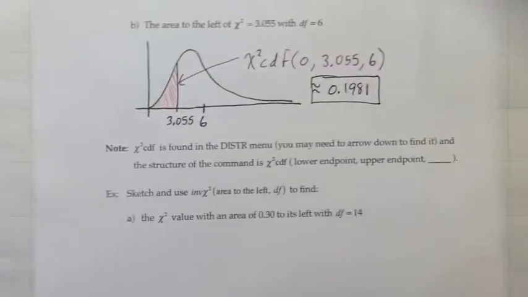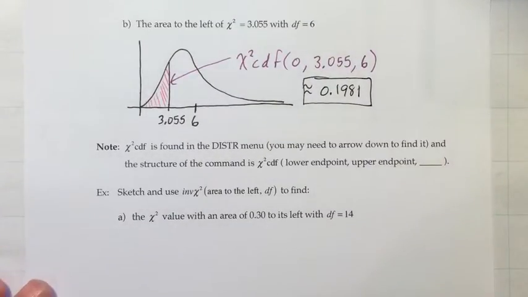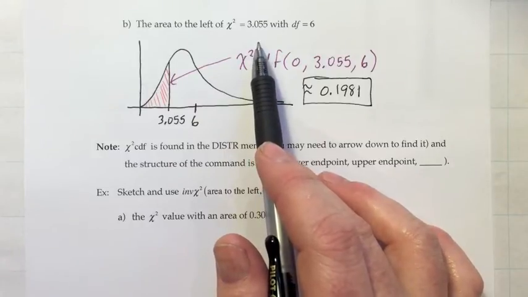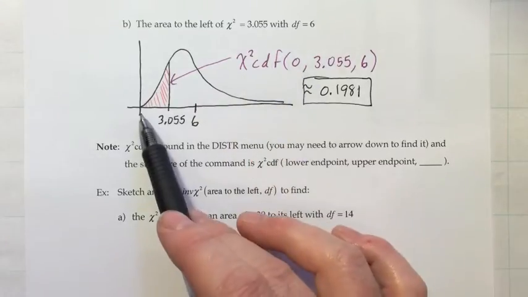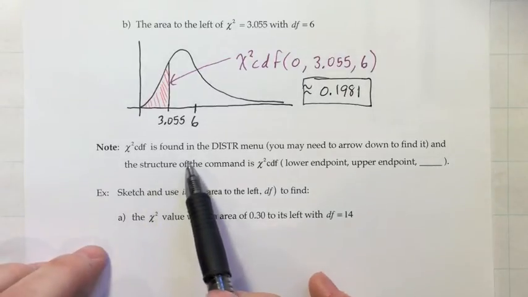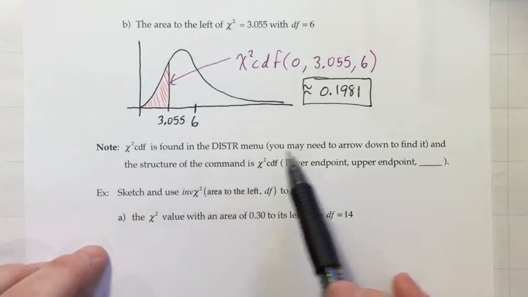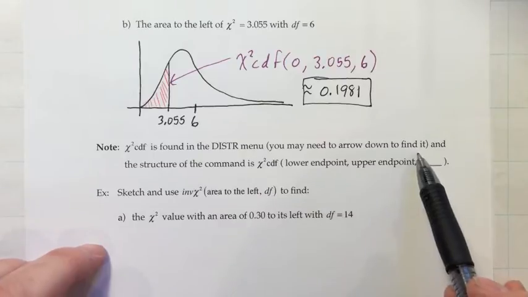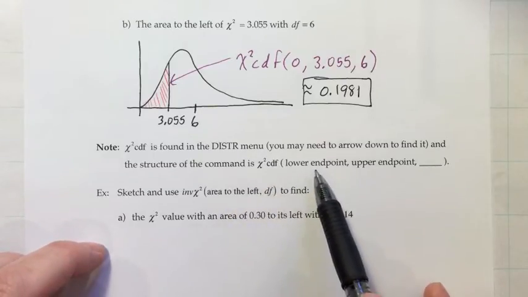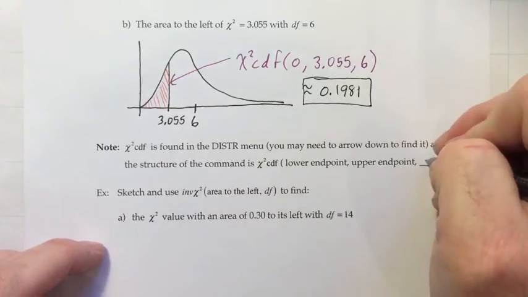So the one part that we want to be a little careful with when we're doing chi-squared, and especially when we're doing area to the left, is to remember that unlike a t-score, our left boundary is not negative infinity, but it's 0. Alright, and then just a reminder of the structure that we used on this one and the previous question. The chi-squared CDF that we're using is found in the distribution menu, and you might need to arrow down to find it like I did. And the structure of that command is chi-squared CDF, lower endpoint, upper endpoint, and then you need to fill in your degree of freedom.